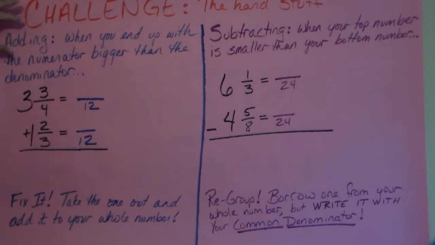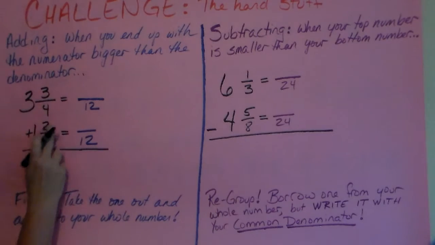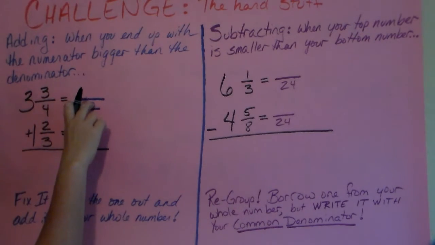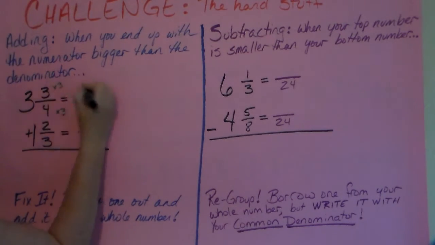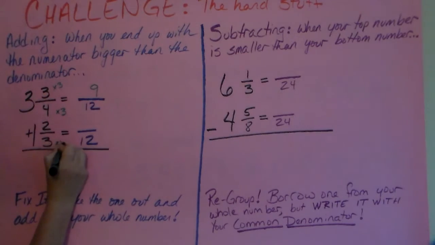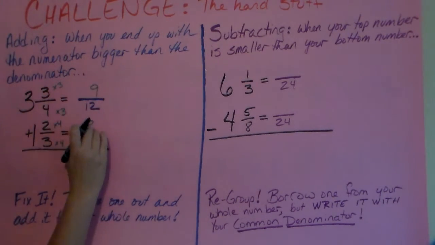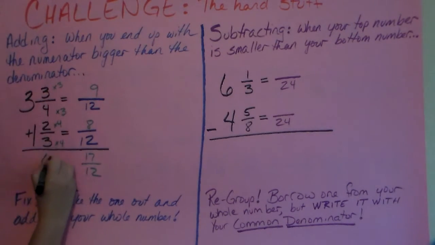All right, when you're adding, when you end up with the numerator bigger than the denominator. So, 3 3/4 plus 1 2/3. My least common multiple of 4 and 3 is 12. So that's my common denominator. 4 times 3 is 12, 3 times 3 is 9. 3 times 4 is 12, 2 times 4 is 8. 9 and 8 is 17/12. 3 and 1 is 4.